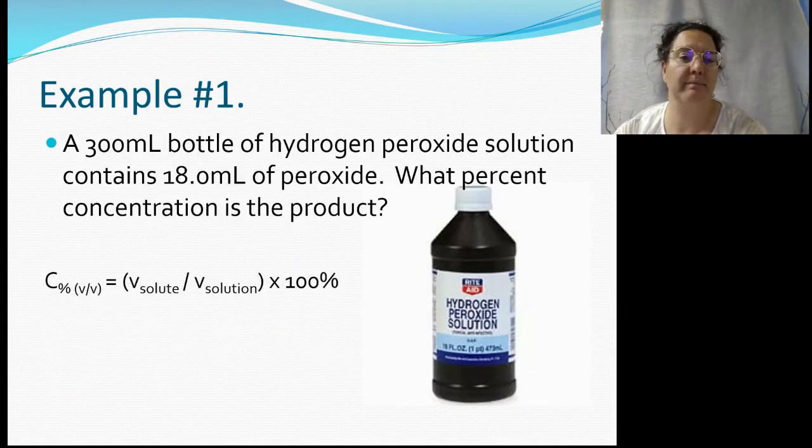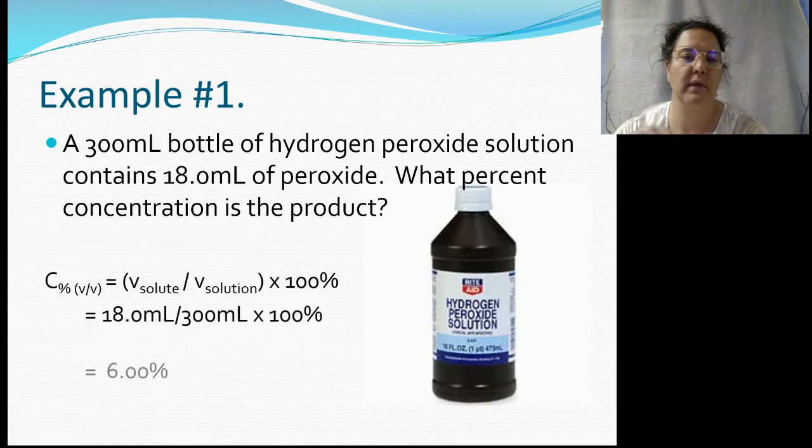So, for example, a 300 milliliter bottle of hydrogen peroxide solution contains 18 milliliters of peroxide. What percent concentration is the product? Now, because both these volumes are in milliliters, we don't need to convert them to the standard unit of liters. So we'll take our volume of solute divided by volume of solution times 100, put in our values, and we get a 6% concentration by volume solution.